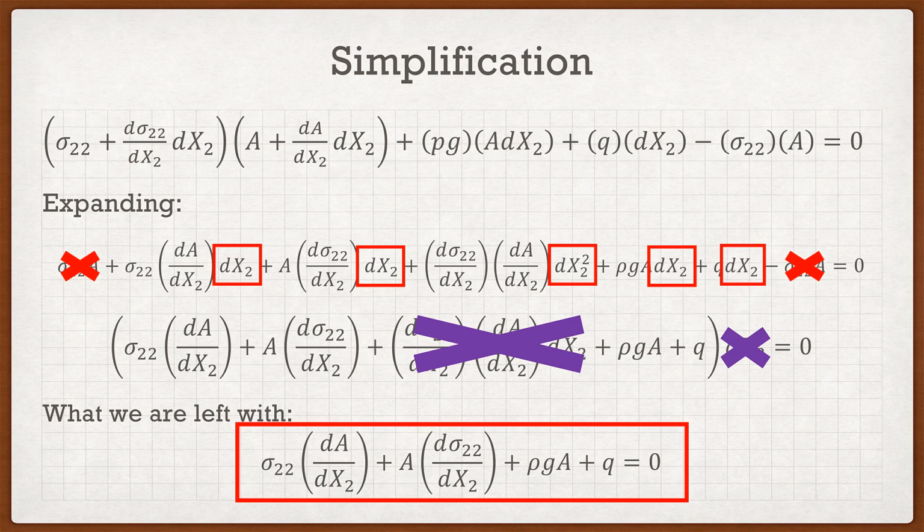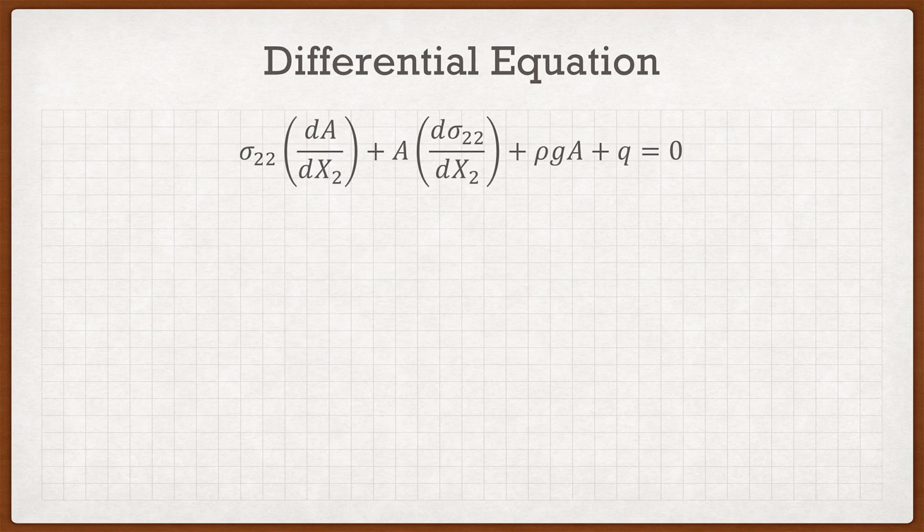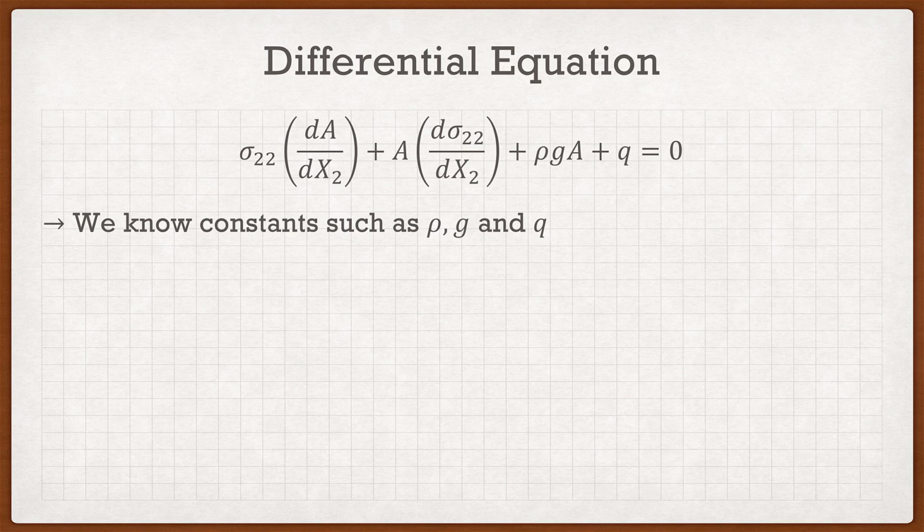So remember I said in this question, there's basically 2 steps. One is finding the differential equation, which we just did. And the second one is solving this differential equation. So let's go take a look at that. So again, we have our nice differential equation, and let's look at what it's composed of. Well, we know that there's a bunch of constants, such as rho, g, and q, and we know all those. So that's no big deal at all.